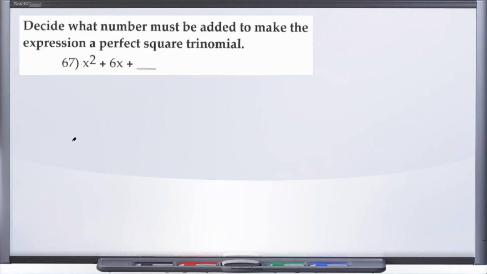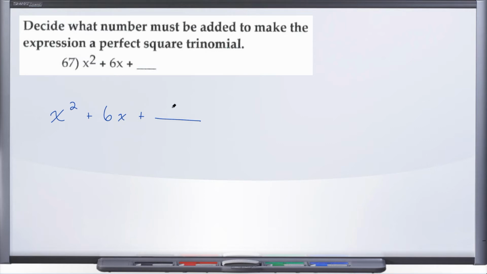All right, 67. Decide what number must be added to make the expression a perfect square trinomial. All right, so they give us x squared plus 6x plus blank. This is the number they want us to find. So whatever number we put here has to make this expression a perfect square trinomial.